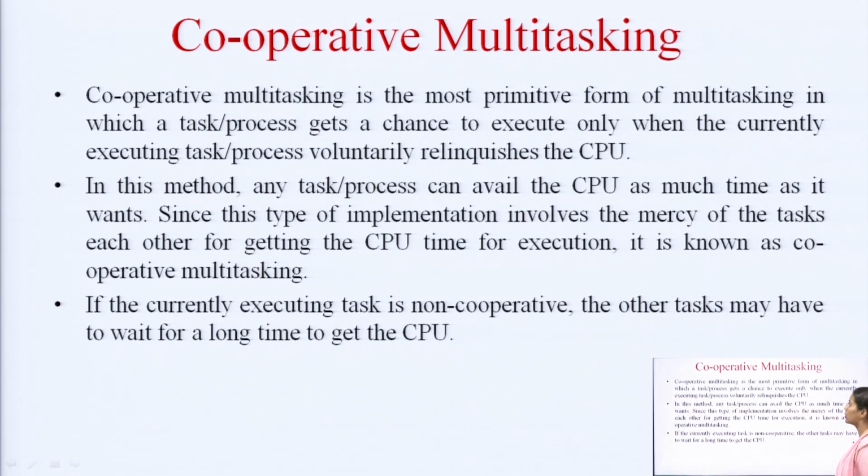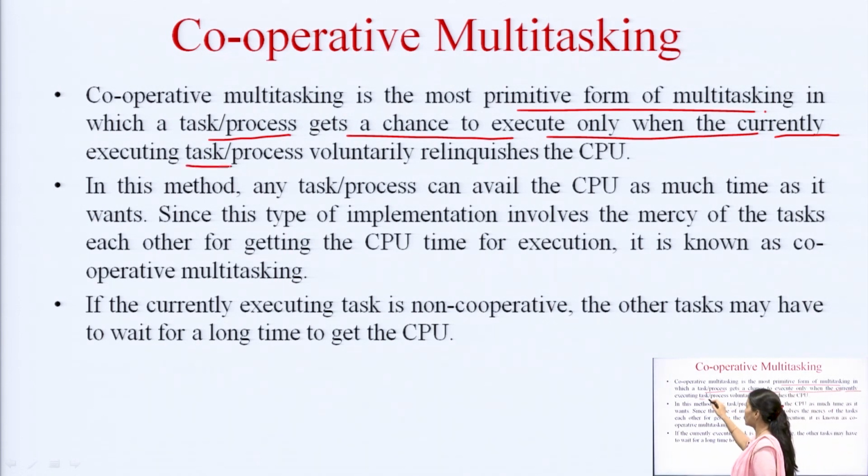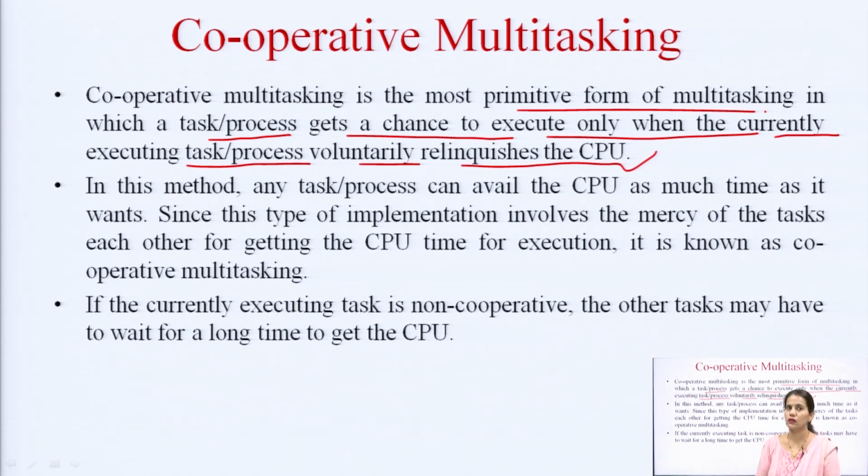Let us have a small discussion about cooperative multitasking. It is the most primitive form of multitasking, in which a task or process gets a chance to execute only when the currently executing task or process voluntarily relinquishes the CPU. That is, it leaves the hold of the CPU. It means that if one task is being performed and has the hold of the CPU, and in between some other task comes which also wants the hold of the CPU, then only if the previous task wishes to leave the CPU or let the other task take hold of it can the CPU be accessed by another task. Otherwise it will not be free to be used by other tasks. So, this is the case in cooperative multitasking.